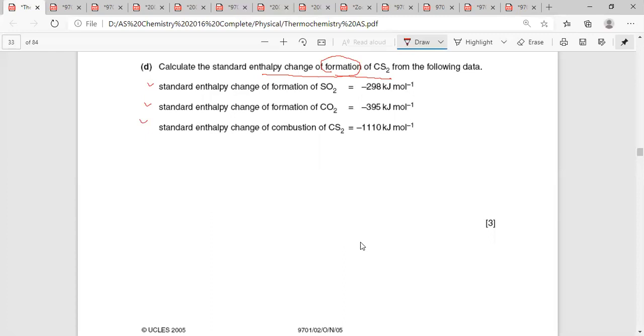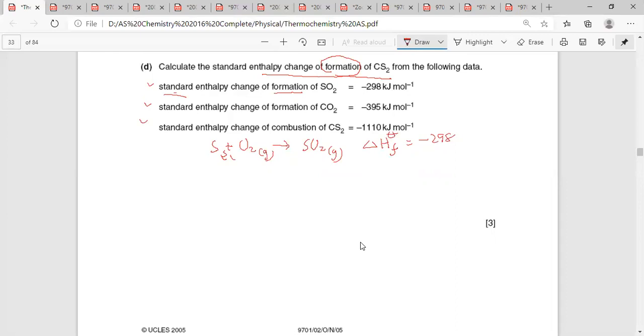The standard enthalpy change of formation means what? Formation means 1 mole of your SO2 from its elements, sulfur and oxygen. This is a skill you have to learn. Standard means what? Sulfur dioxide is gas, sulfur is solid, and oxygen is O2. Balanced perfectly. Now I put delta H equals the formation value, minus 298.